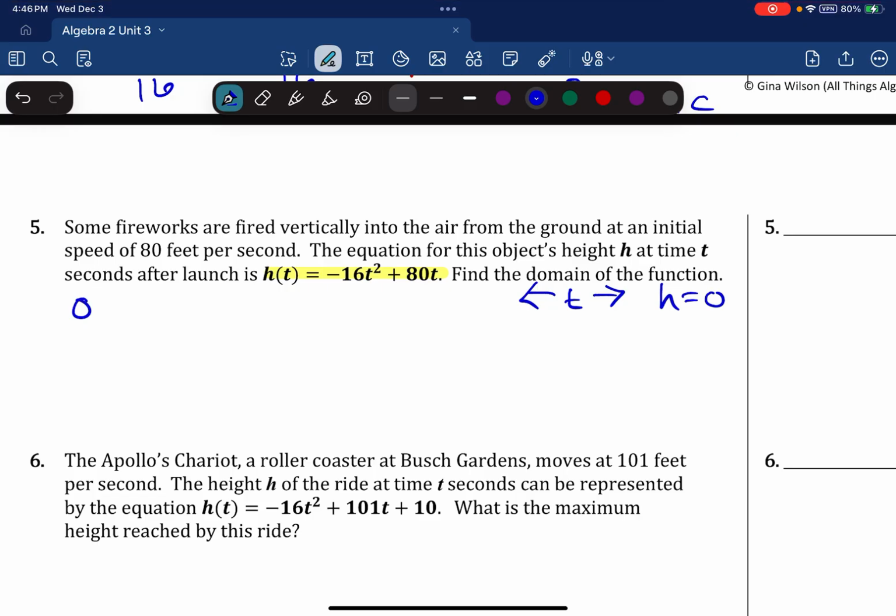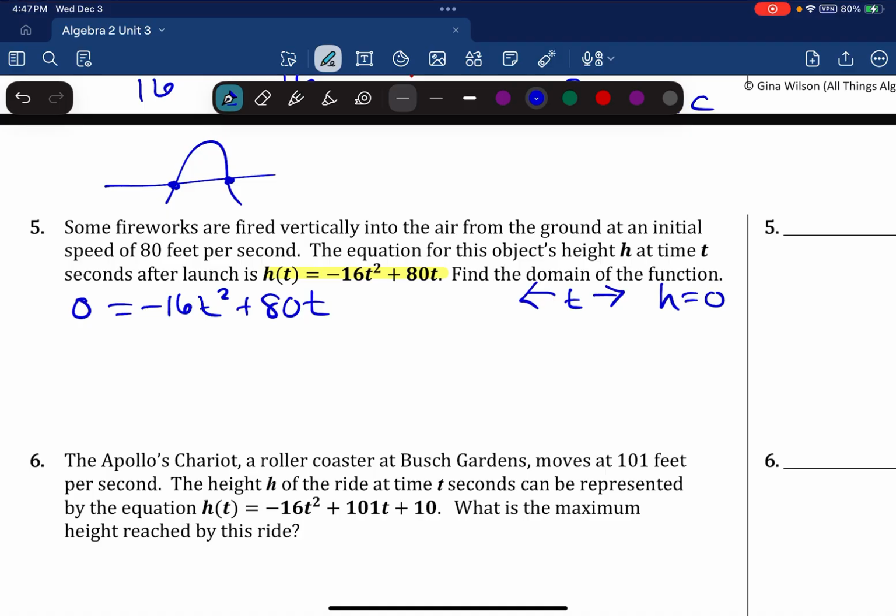So we're going to replace 0 on the left-hand side. Why do we do that? Because to find the domain, remember, we want the two places it crosses the x-axis, which are the solutions. To find the solutions, you replace your y value, or in this case, our h value, with 0. And then we're going to solve.